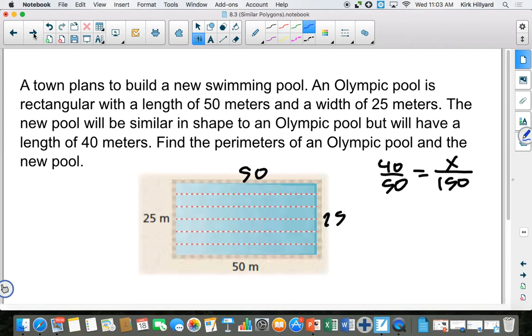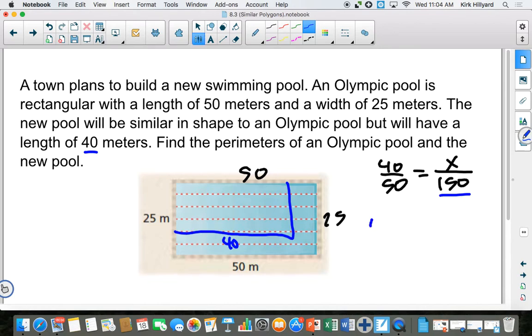So we're looking at it. Here's a problem that's talking about a swimming pool. Here's our original swimming pool, and it has a side length of 50 and a width of 25. And they want to build another swimming pool that will have a length of 40 meters. So it's actually going to be smaller. So it's going to be inside of this pool. It's going to be a little bit smaller. And they're going to call our length 40. And it says find the perimeter of an Olympic pool and the new pool. So the perimeter here, if we just move these, you can see that our perimeter is 150. And the length of our new pool is 40. So we want to find the perimeter of the new pool.